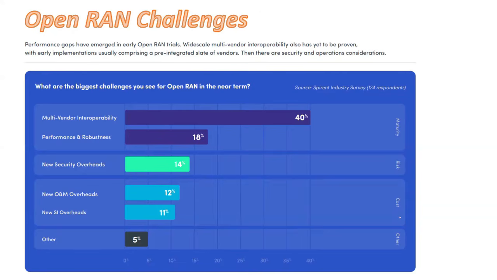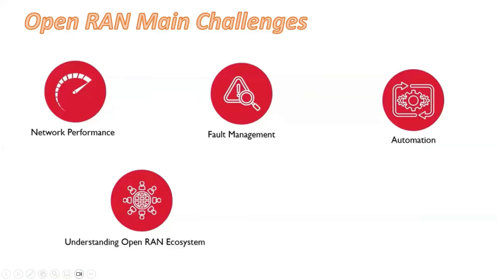So as I said, there are various challenges in deploying Open RAN. It is not all benefits. You can see below the issues ORAN is facing in terms of percentage. You can see here 40% issues related to multi-vendor operability, right? Performance and robustness issues are 18%, and then new security issues are 14%, and these are some issues related to Open RAN. So let's talk about Open RAN main challenges.